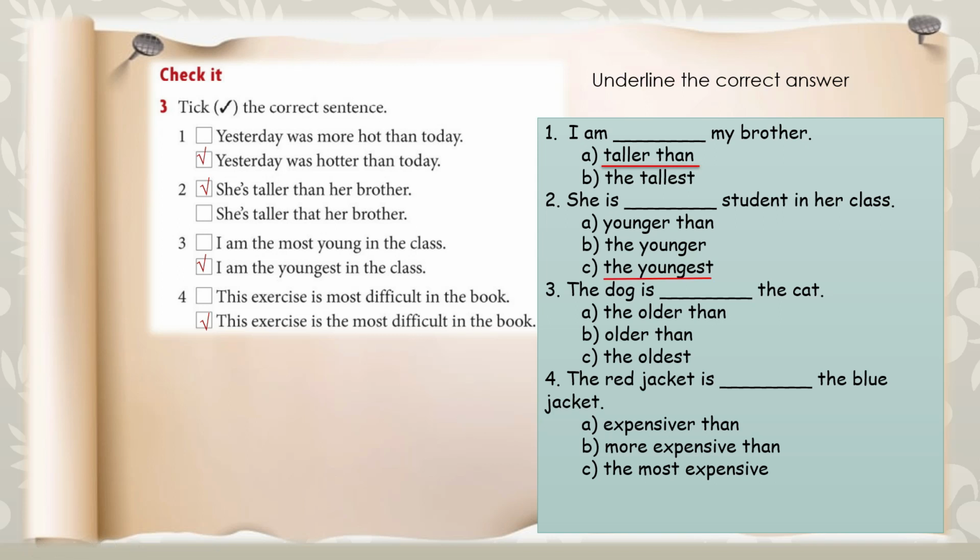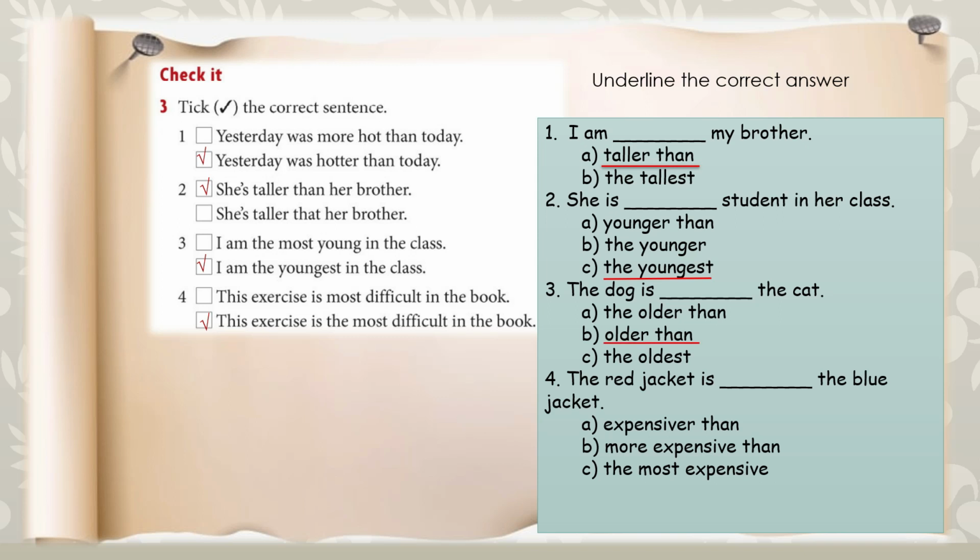Number 3, the dog is older than the cat. So in here we compare between the dog and the cat. So when we compare two animals like this, we use the comparative. So between A and B, which one is the comparative? The correct one is, yes, older than. The dog is older than the cat.